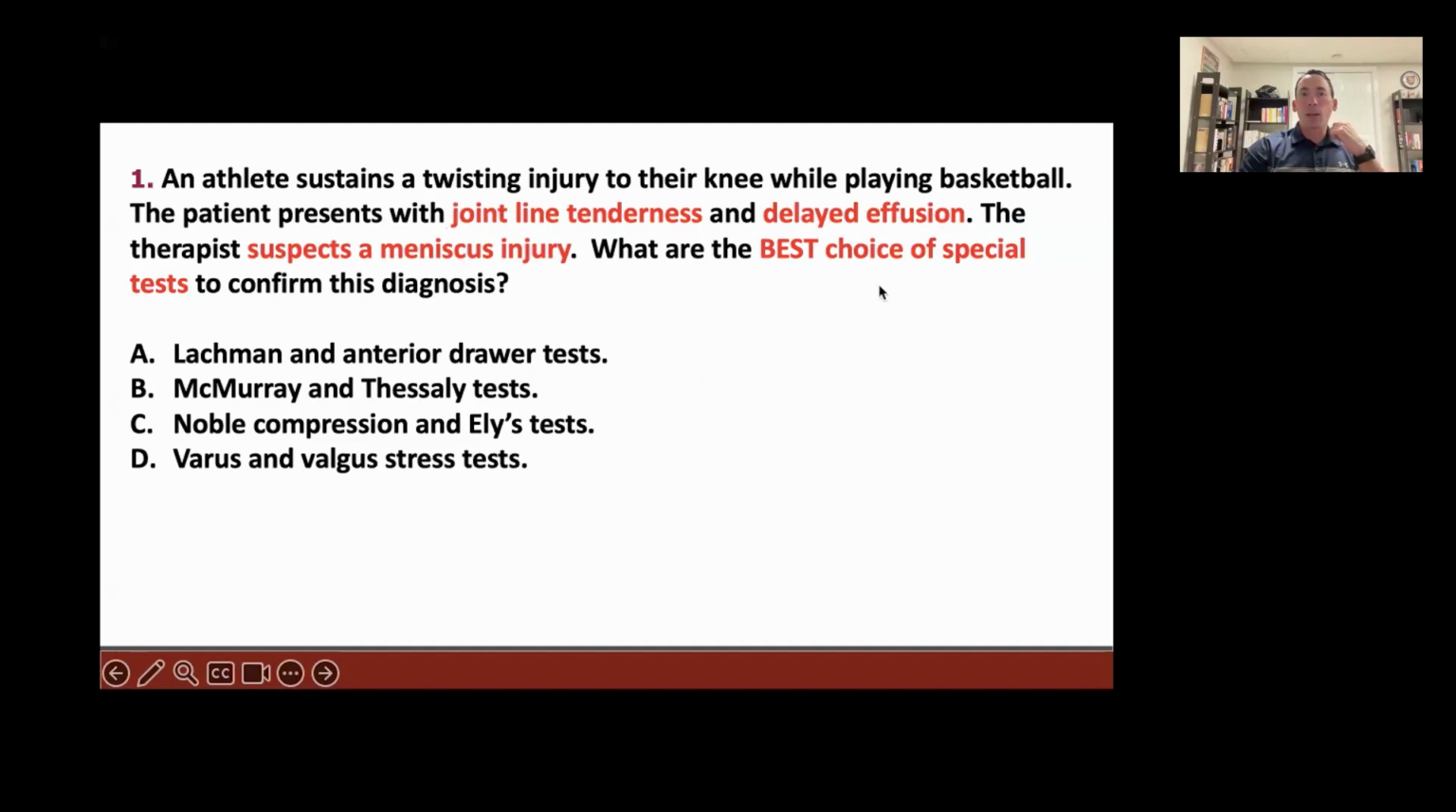So what tests do we have? You guys were absolutely correct. The McMurray and the Thessaly tests are the correct ones for diagnosis of meniscus injuries. The other two are for straight plane anterior instability of the knee. Noble compression is for IT band friction syndrome, and Ely's test evaluates quadriceps flexibility. And the varus and valgus stress tests test the MCL and the LCL respectively. So good job with that one. The correct answer is B.